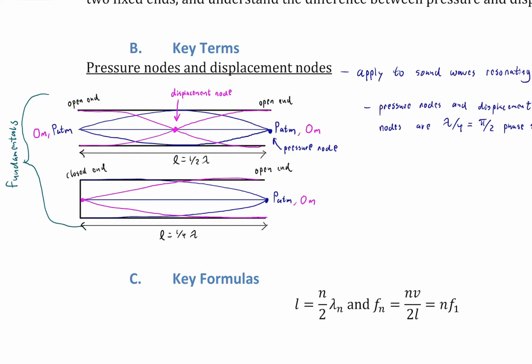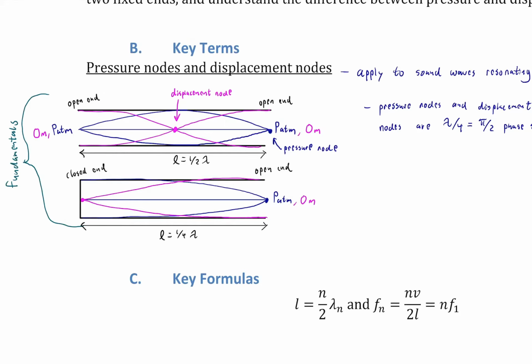And so by following that logical rule that all open ends must be displacement antinodes and pressure nodes, then you know that the longest possible standing wave that exists on a tube with two open ends looks like this. And how long is this wave?